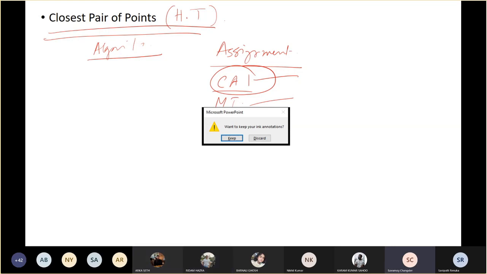Do you have any query about the two examples that we have discussed? No, sir. Okay, then I can leave. Okay, sir. Thank you, sir.